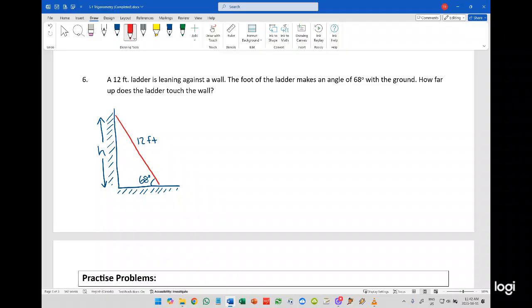So relative to the 68, we know that this is the hypotenuse because it's the longest side, and the h is going to be the opposite. And as it turns out, opposite and hypotenuse again will be our sine. This time though, the sine is of a known angle, so we'll do sine of 68 degrees equals opposite h over hypotenuse 12. To get the h by itself, multiply both sides by 12.